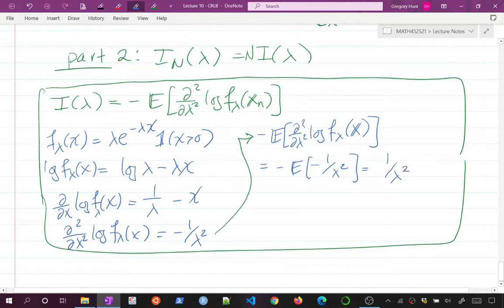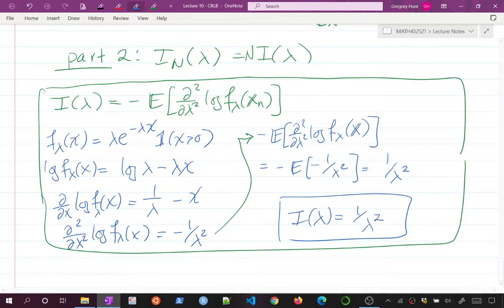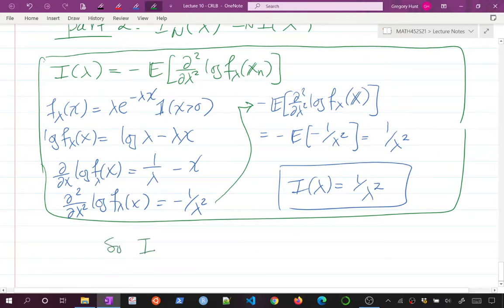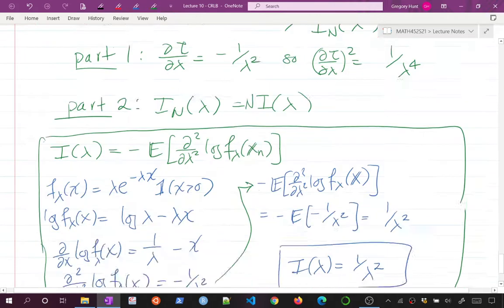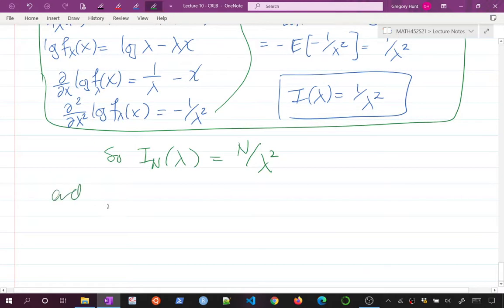I went through that fast, but that's not bad. What we're calculating is the information. The information contained about lambda in 1 sample is 1 over lambda squared, so the information contained in n samples about lambda is n over lambda squared. Now we combine it to get our CRLB. We take the square of the first derivative, 1 over lambda to the 4th, and our Cramer-Rao lower bound is d tau d lambda quantity squared divided by the information contained in n samples about lambda.